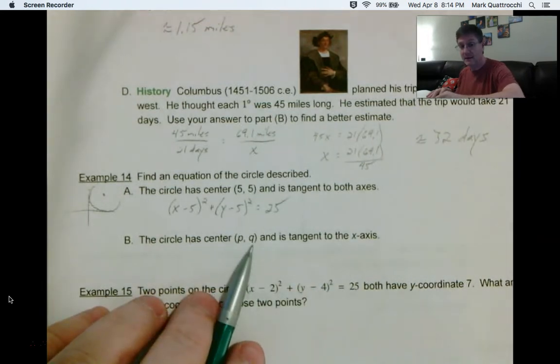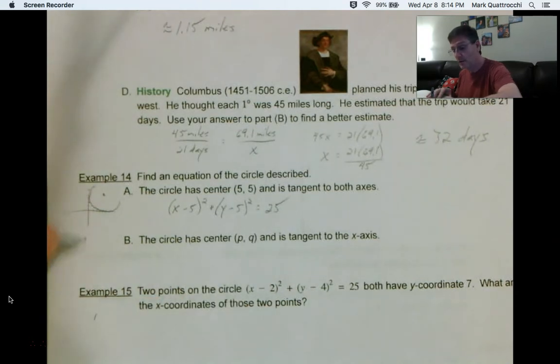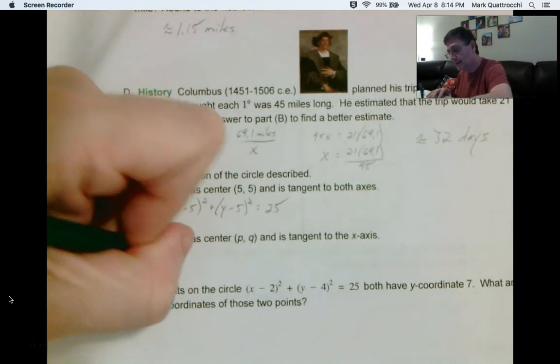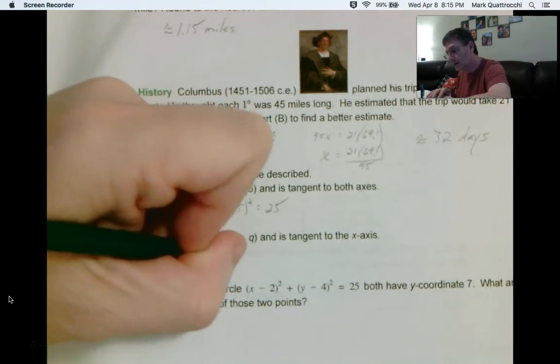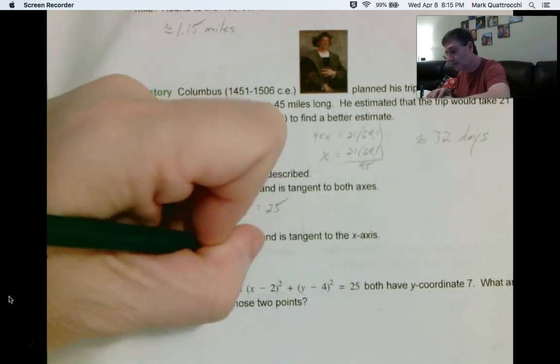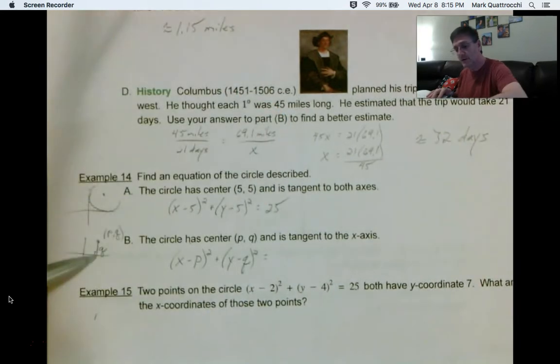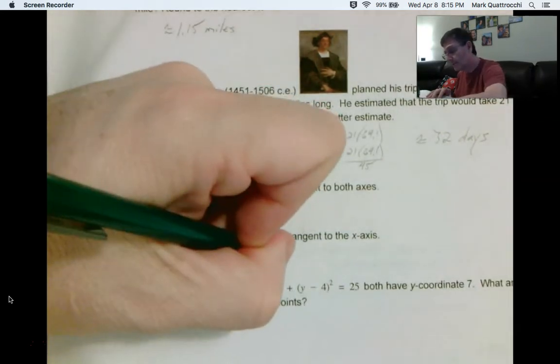Circle has a center (P, Q) and is tangent to just the x-axis. So that means it's got a radius of Q. So if this is (P, Q), and this here is Q length. Okay, so we get (x minus P) squared plus (y minus Q) squared equals Q squared.